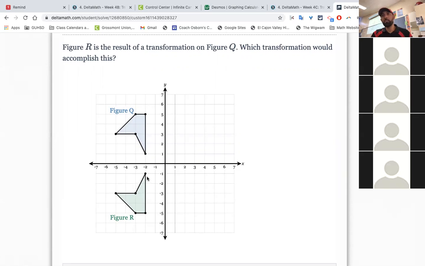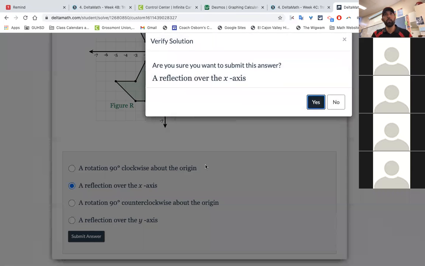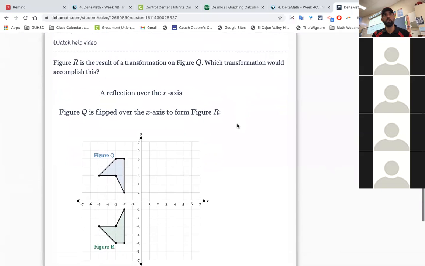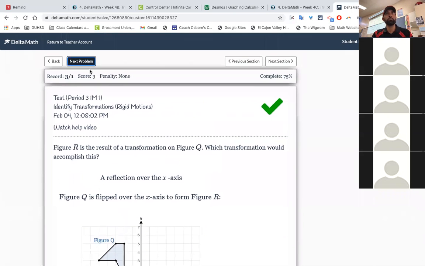So really just look at one point. This point is now this point. And look how right in the middle of those 2 points is the x-axis. If I go to these 2 points, right in the middle is the x-axis. So that means that's what it flipped over, and that's called a reflection. Okay, so I should say reflection over x. And there we go. Here you can see that flip happening. See how it flips down. All right, so that's a reflection over x.